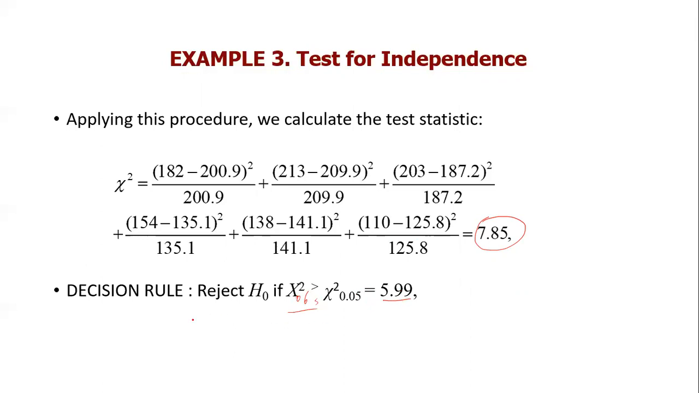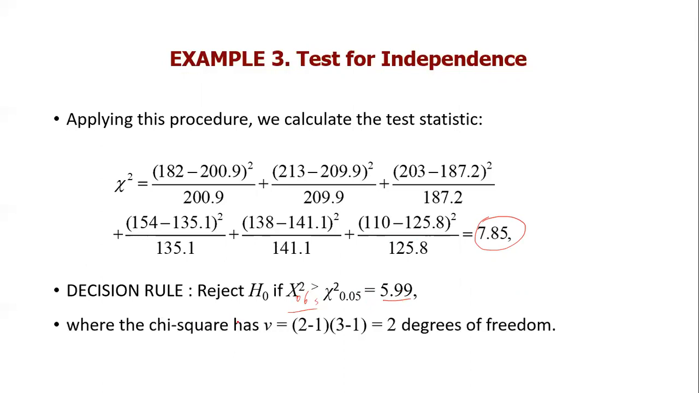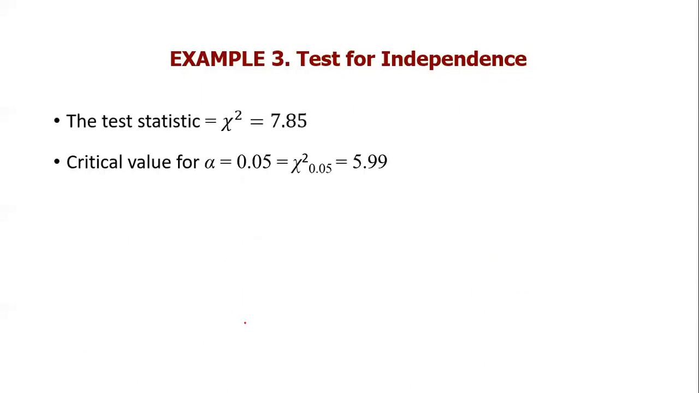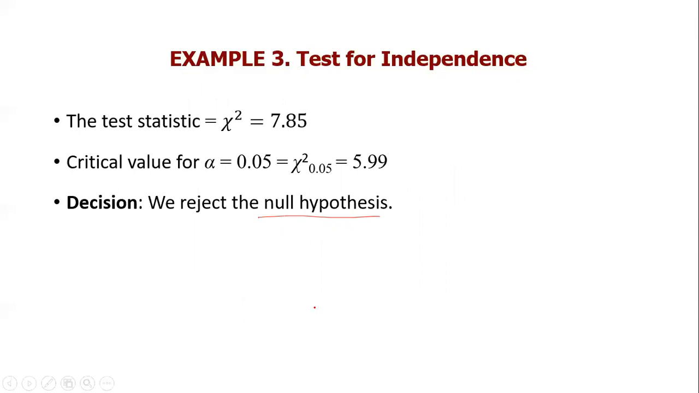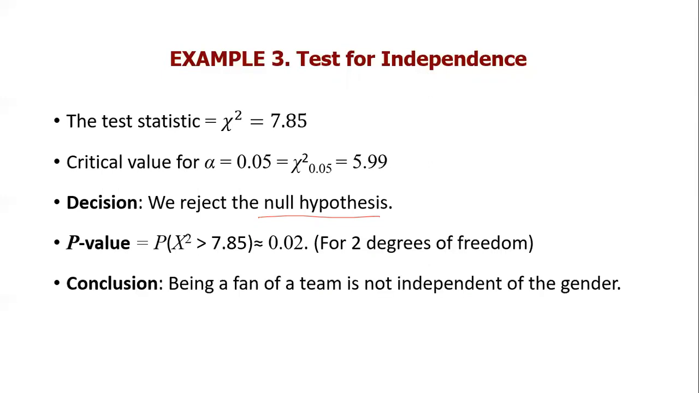So what does it mean? Well, we reject the null hypothesis. What does rejecting the null hypothesis mean? It means that there is a dependence between the gender and the favorite team. So the gender affects the favorite team of a person. So this is our result.